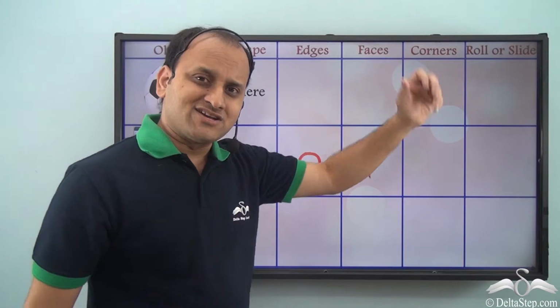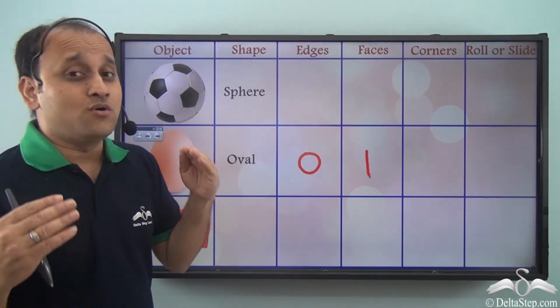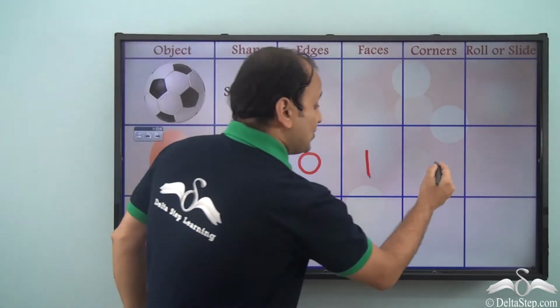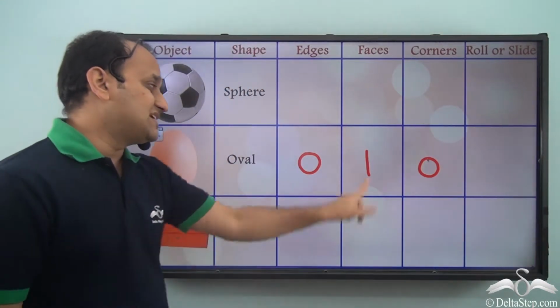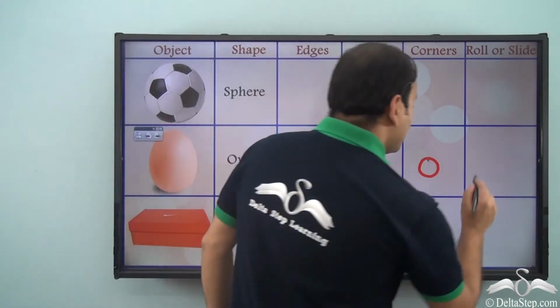And how many corners do we have? Well, 0 edges, so there is no point of two edges meeting. So no corners, 0 corners. And will it roll or will it slide? Again, it has just one surface, and that is curved. So it will roll.